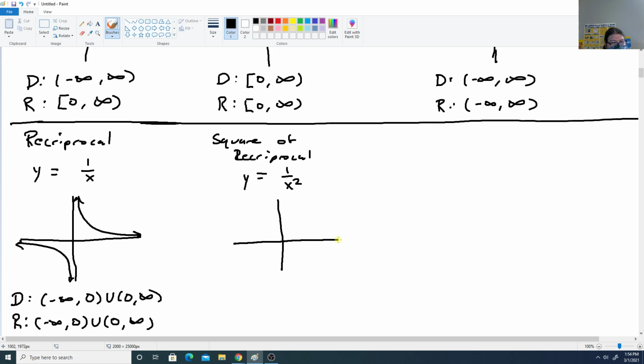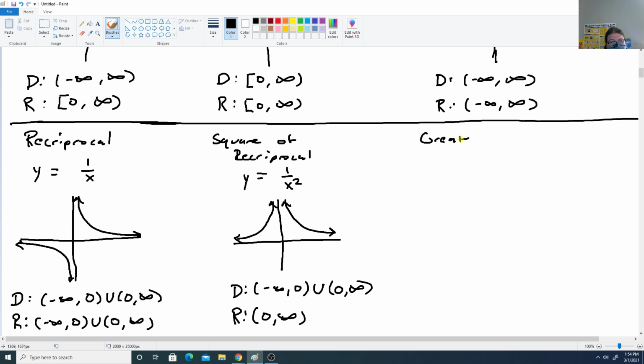So its base graph looks like this. Its domain is the same as the domain of the reciprocal function, since it has a vertical asymptote at 0. Its range, however, now you can't get negatives. These are both above the x-axis. They never hit the x-axis. So its range is 0 to infinity. And the final one we have here is called the greatest integer function.